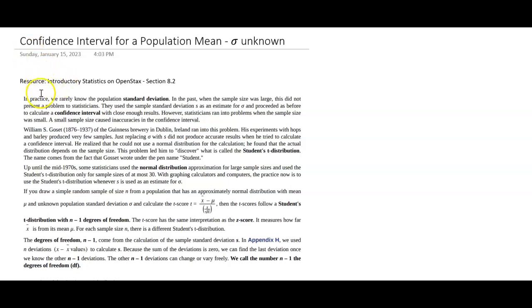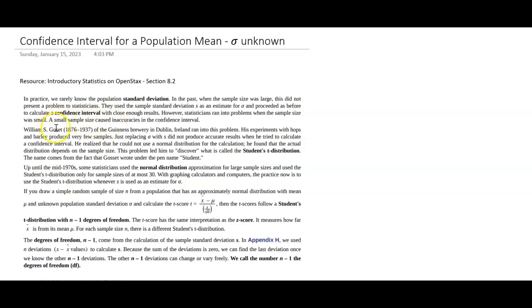All right, so like the text says here, in practice, we rarely know the population standard deviation, especially if we're trying to approximate the population mean. Very rarely do we know the population standard deviation and not know the population mean. So when sample size was really large, this really didn't present any problem to statisticians, and it was okay for them to use the sample standard deviation as an estimate. However, when we have a smaller sample size, we run into some issues.